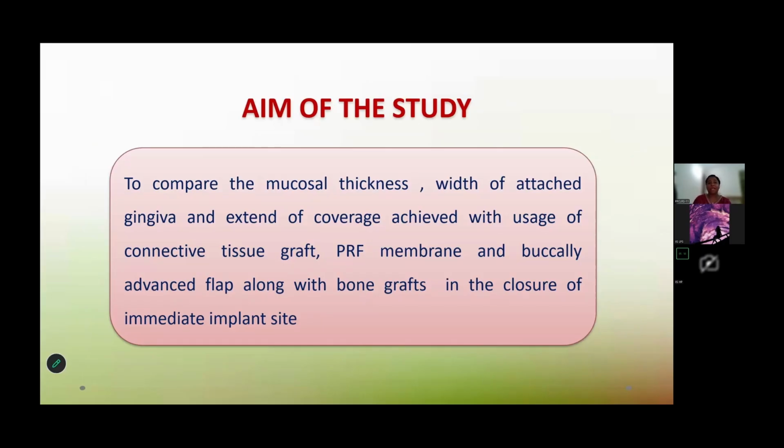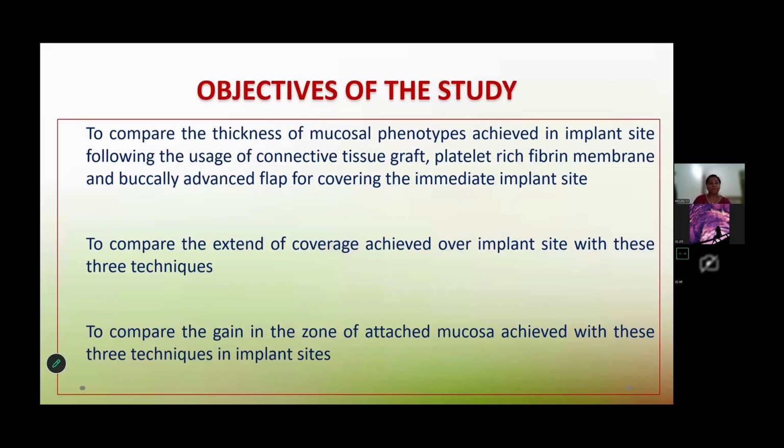implant site. As per the aim, the objectives were the following: to compare the thickness of mucosal phenotypes achieved in implant site following the usage of connective tissue graft, PRF membrane, and buccally advanced flap for covering the immediate implant site, to compare the extent of coverage achieved over implant site with these three techniques, and also to compare the gain in the zone of attached mucosa achieved with these three techniques in the implant sites.